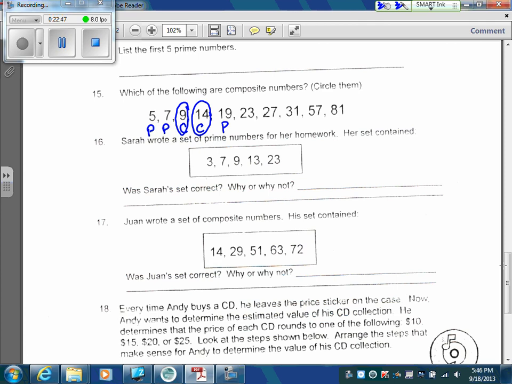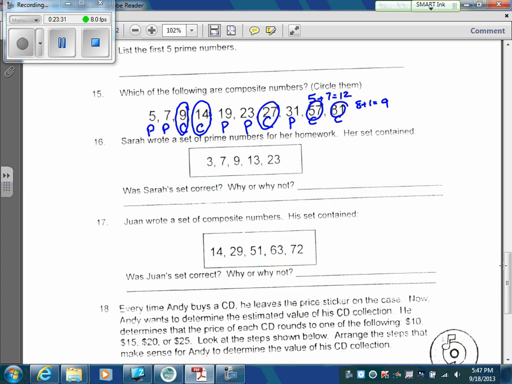19 is prime, 23 prime, 27 has also 9 and 3, so that's going to be composite, that's not just 1 times itself. 31 is prime, 57 is composite. If you added 5 plus 7, that gives you 12. Think divisibility, 12 is divisible by 3, so that means 57 has a factor of 3 in it somewhere. And then 81, again, 8 plus 1 is 9. 9 is divisible by 3, so 81 can also be broken down into more factors.